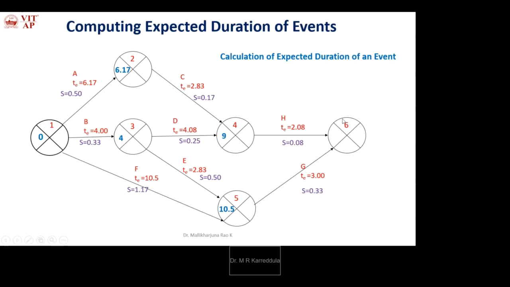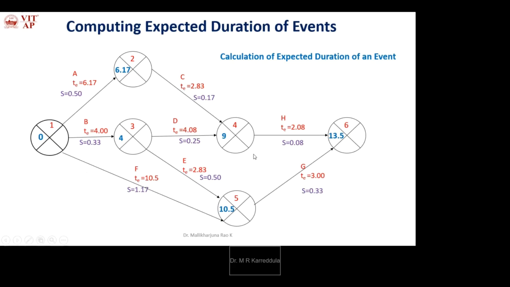Next for this one, how many previous events? Two previous events, 4 and 5. 9 plus 2.08 is 11.08, and 10.5 plus 3 is 13.5. Which one is the maximum? 13.5, so that we will take. This way, we have to calculate the expected duration of all the events in the project network.